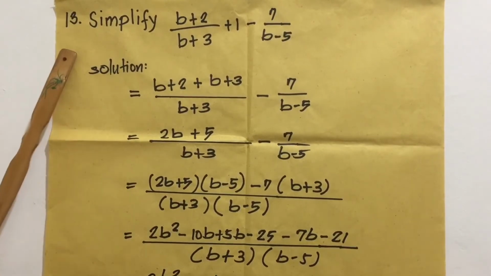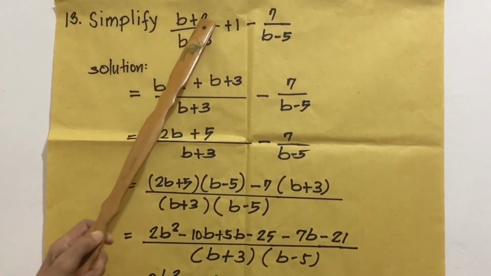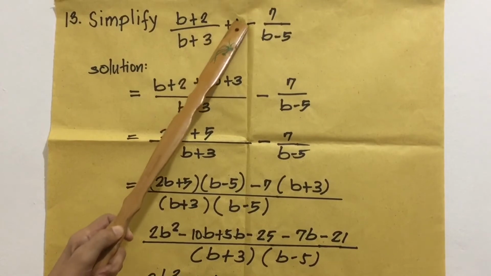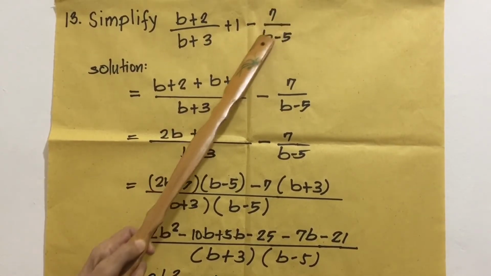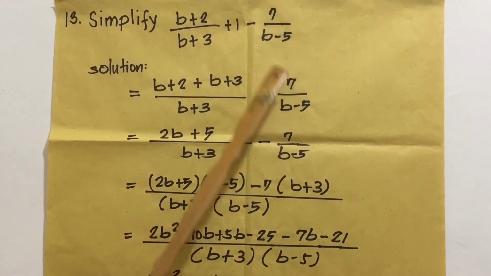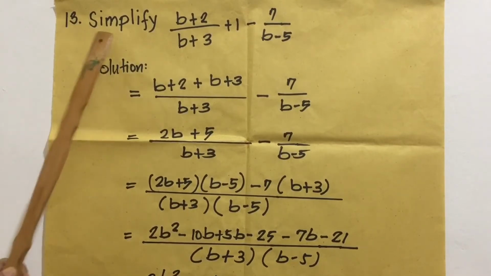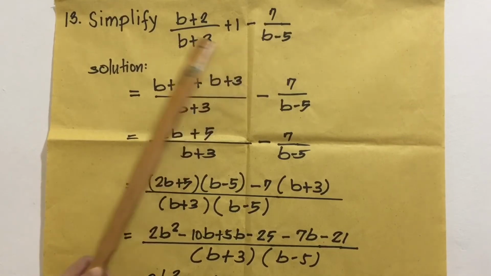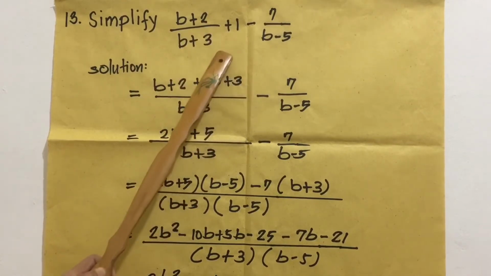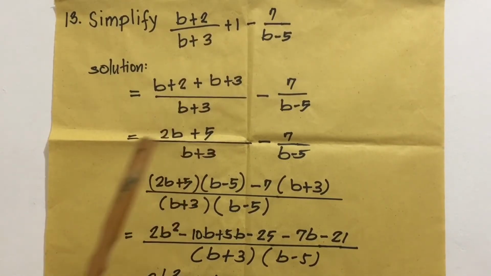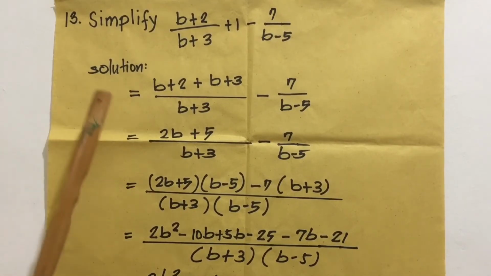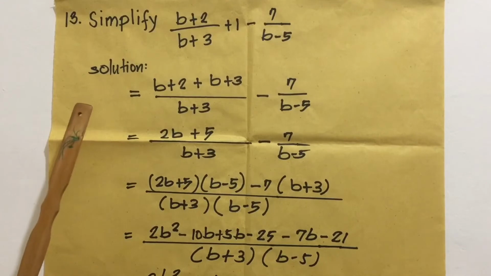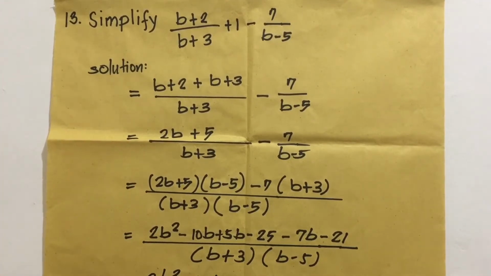And next, number 13, simplify b plus 2 over b plus 3 plus 1 minus 7 over b minus 5. So simplify means our plan is to combine this first and second rational expression into one single rational expression. Our solution, first step is we're going to find the LCD.